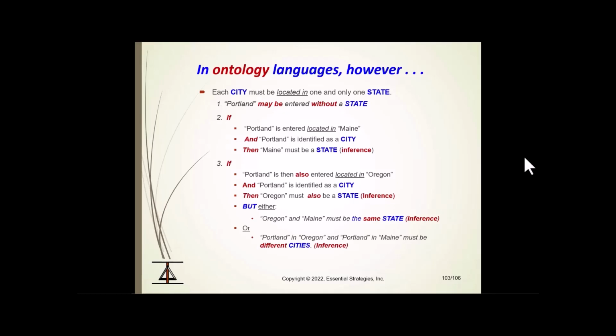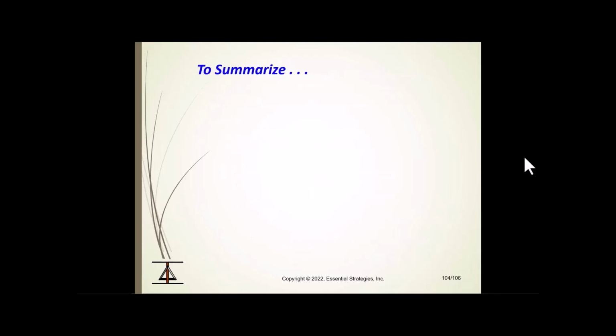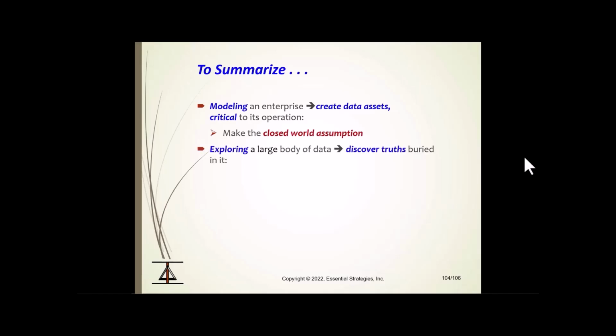Okay, we can infer new information. Even the existing information is not complete. Strange fact, there are 2 different cities in New Jersey named Red Bank. Go figure. To summarize, modeling an enterprise is to create data assets critical to its operation. This makes the closed world assumption. Exploring a large body of data is to discover truth buried in it. This makes the open world assumption. The assumptions affect how you go about your business.